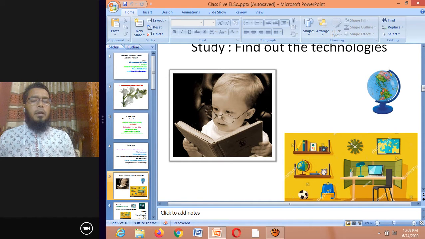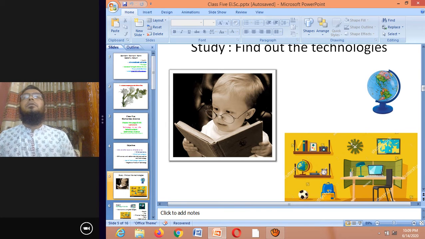Here is a clock, here is a table clock, there is a globe, this is a global map, and books are arranged here. On the table we can see a table lamp, here some pens, pencils, etc., and a computer. All are technologies of science. So today we will discuss science and technology.